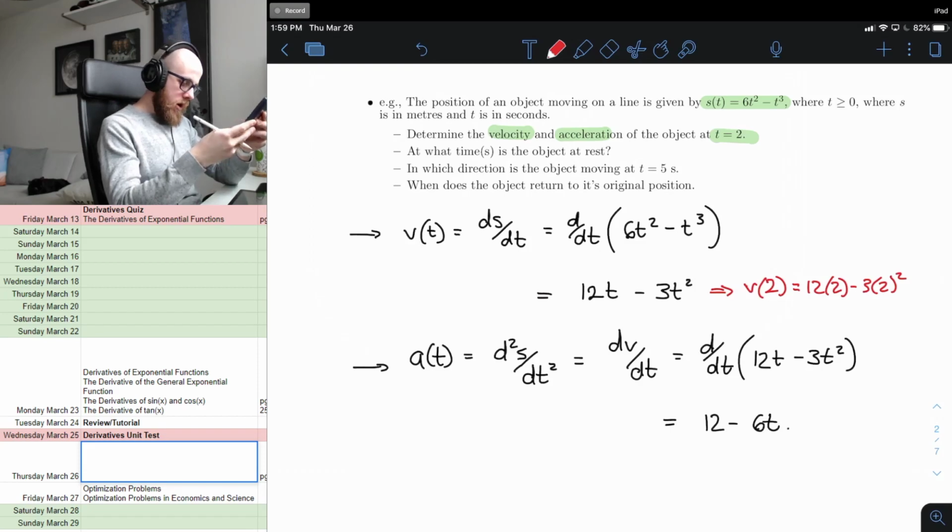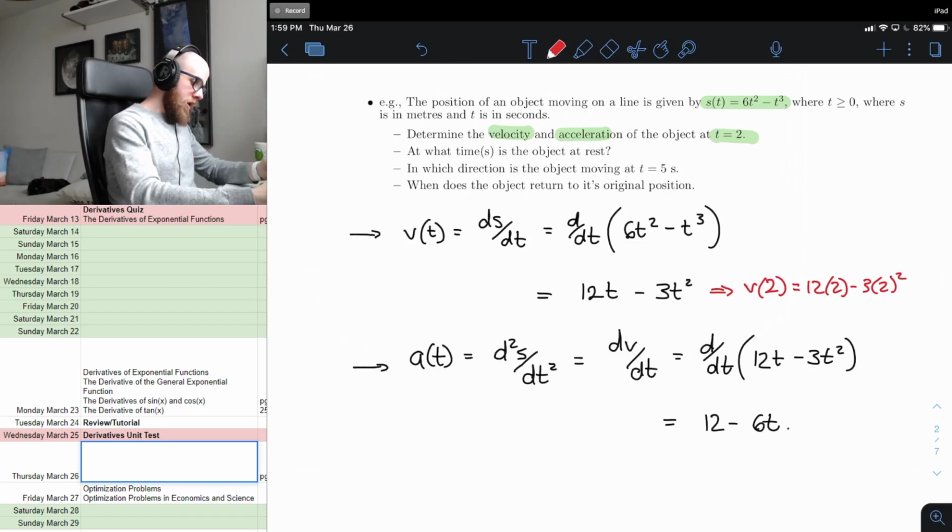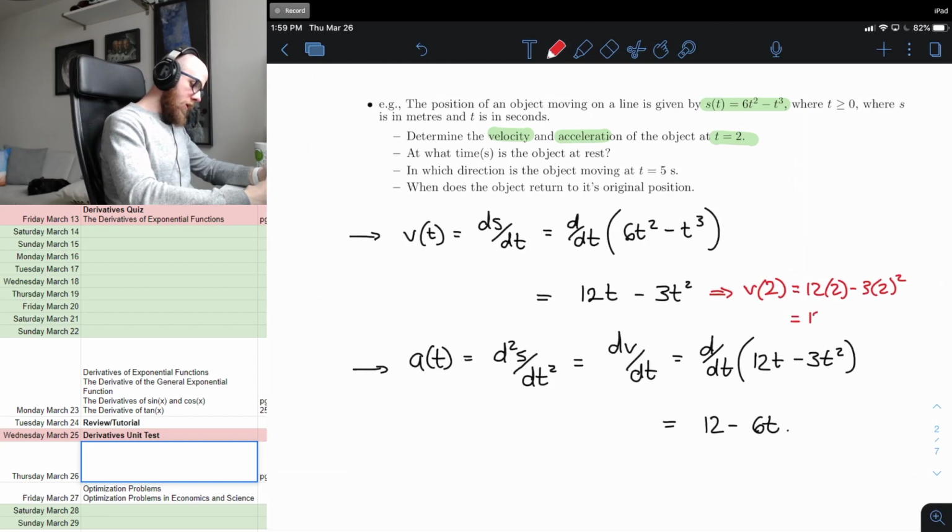Pop out my calculator here. I get a value of 12. And my units here for velocity, going back up to the question, I'm told that the position is in meters and the time is in seconds. The unit here is 12 meters per second.